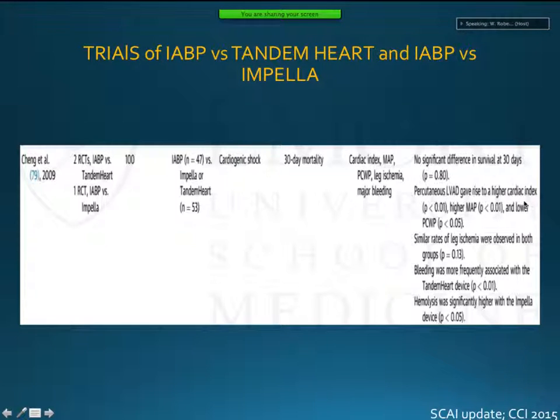LVAD did give rise to higher cardiac index. Leg ischemia was similar in the TandemHeart and the Impella groups. Bleeding was more frequently associated with TandemHeart and Impella, and hemolysis was significantly higher with the Impella device.